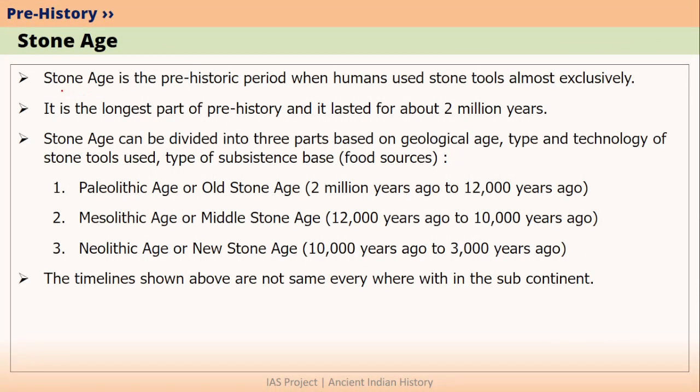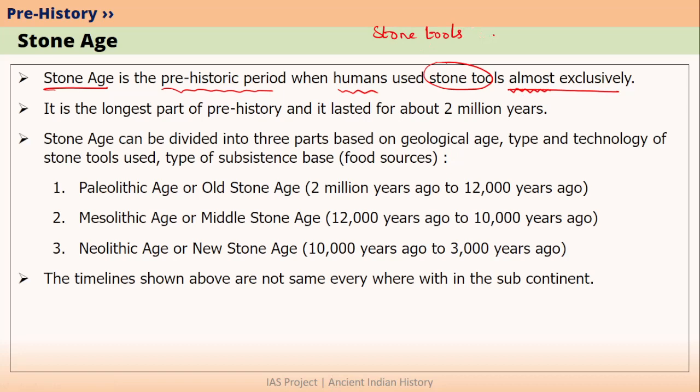Let's look at the definition of Stone Age. We know that Stone Age is a part of prehistoric period. And what did humans do in Stone Age so that it needs a separate definition? It is very simple. Humans in Stone Age almost exclusively used stone tools. They did not use metal tools. Now, what is the purpose of putting the word almost here? It is very simple. Because in the Stone Age, stone tools were used.